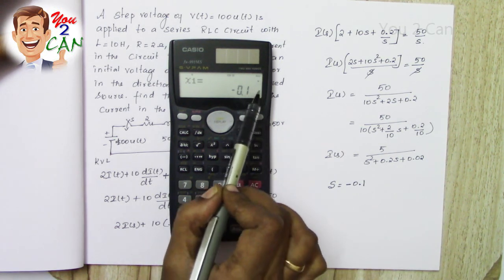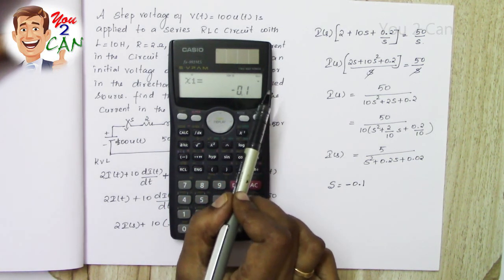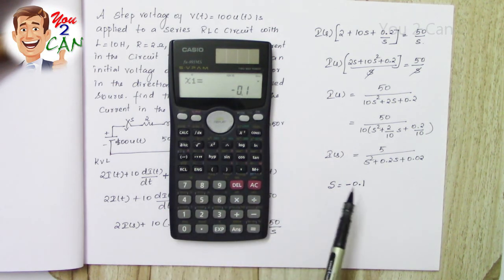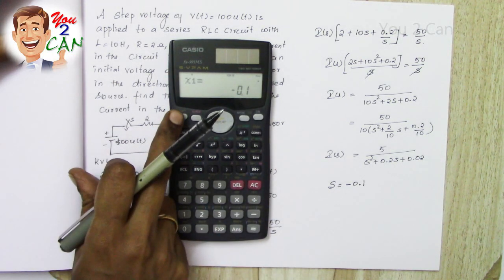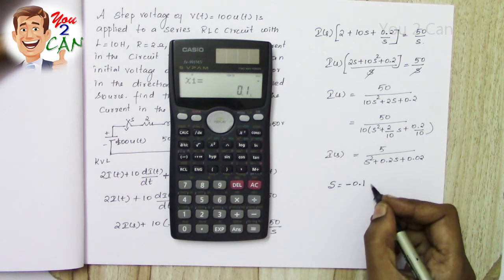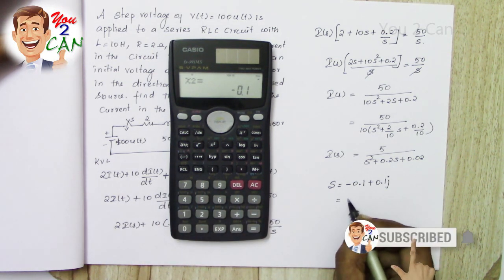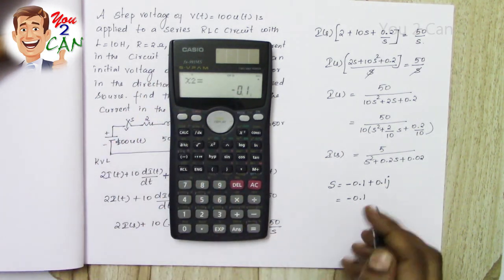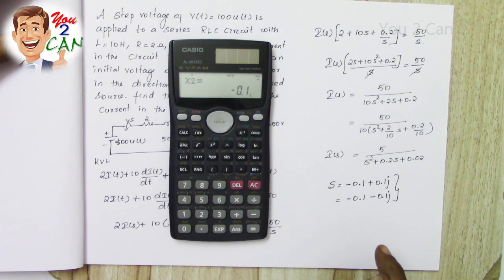Notice this calculator. In the corner it is written as R2i. R2i means this is the real part. You have to find the imaginary part too. These roots are not only real, they are complex. So minus 0.1. For finding the imaginary part, just press shift equal to. You will get plus 0.1j. Now find the second root, that is also minus 0.1. See, there is R2i. So shift equal to, we will get minus 0.1j. So don't miss these terms.